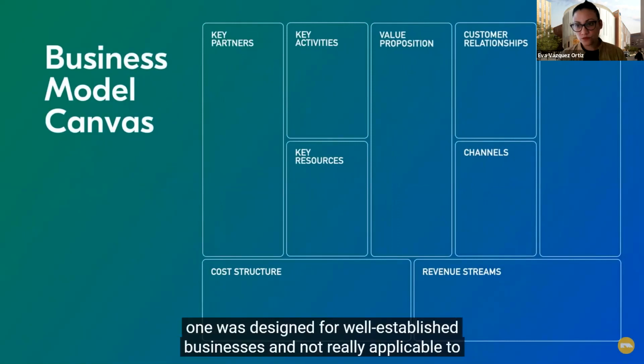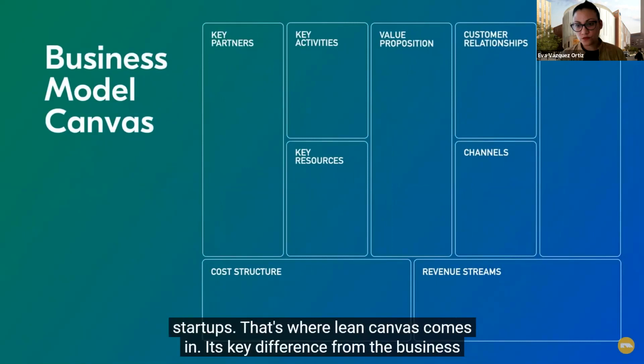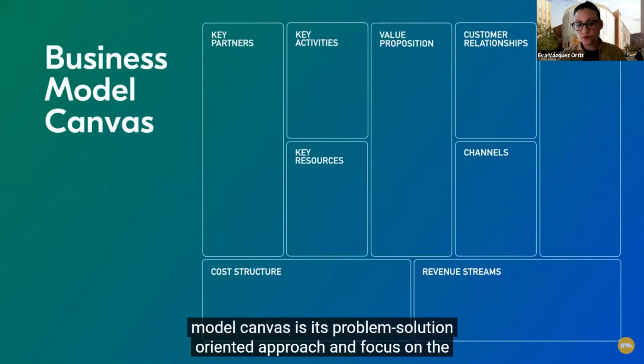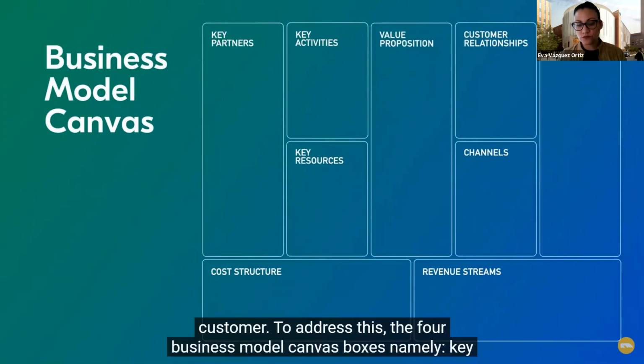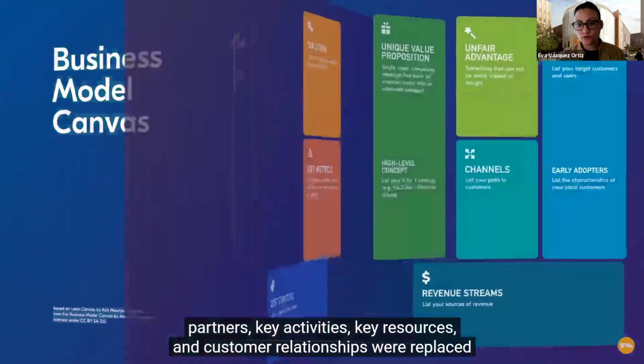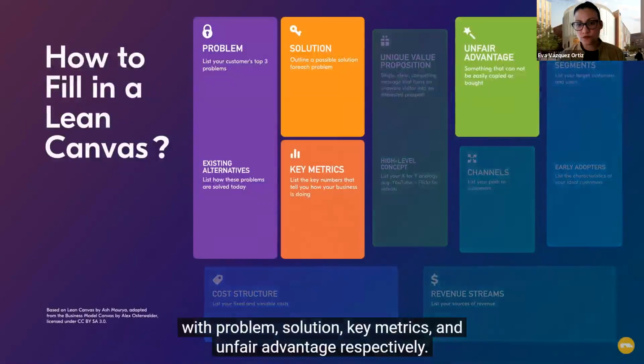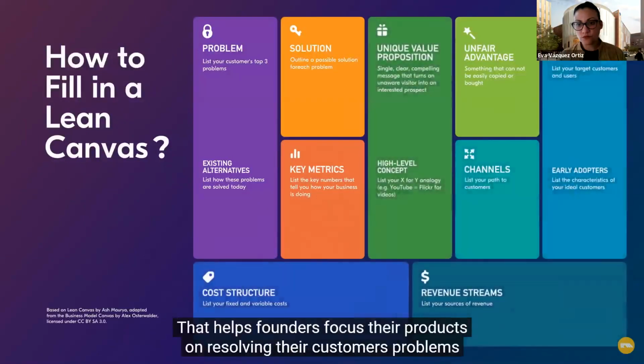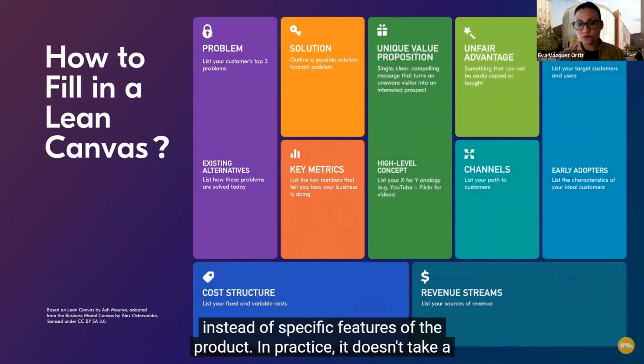Initially, the last one was designed for well-established businesses and not really applicable to startups. That's where Lean Canvas comes in. Its key difference from the business model canvas is its problem-solution-oriented approach and focus on the customer. To address this, the 4 business model canvas boxes, namely key partners, key activities, key resources, and customer relationships, were replaced with problem, solution, key metrics, and unfair advantage respectively. That helps founders focus their products on resolving their customers' problems instead of specific features of the product.